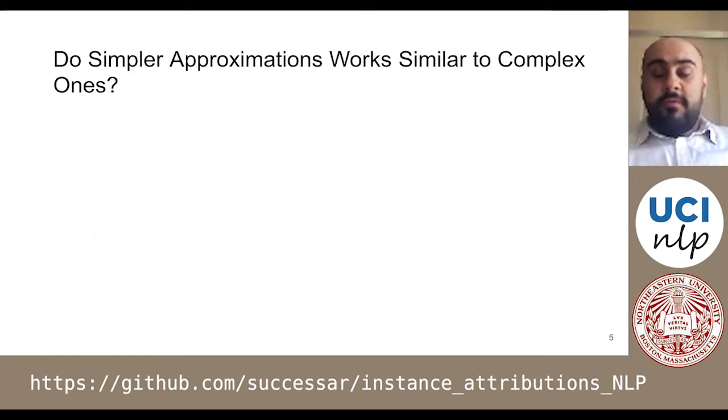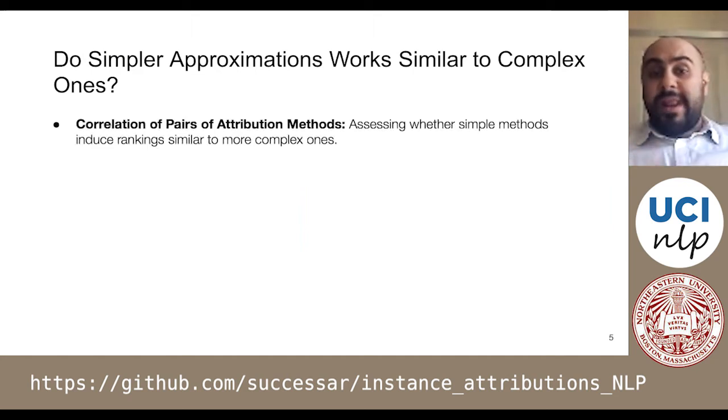In this work, we want to find an answer for two questions. The first one is whether simpler approximations work similar to more complex ones. And by simpler here, we mean not using the Hessian matrix and using fewer parameters in our approximation of influence. To find an answer for this question, we calculate correlations of pairs of attribution methods and their ranking over training instances, assessing whether simple methods induce rankings similar to more complex ones.